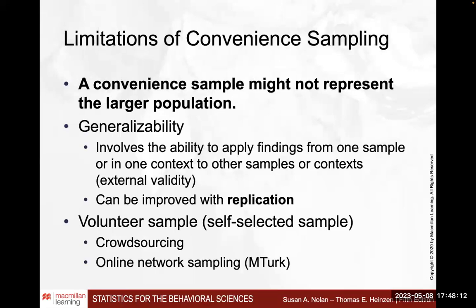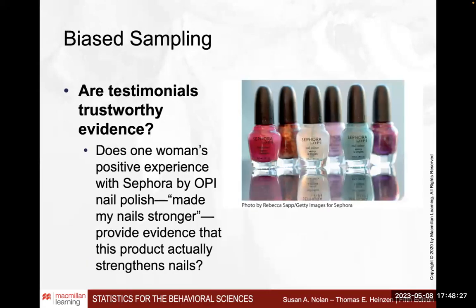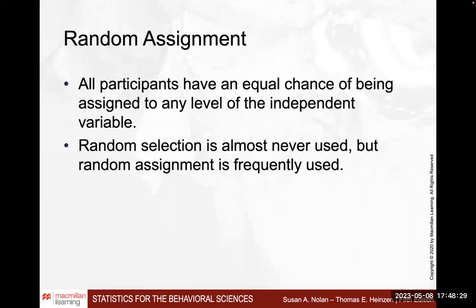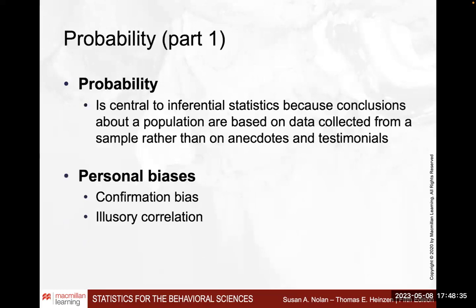When it comes to convenience samples, the number one downside is generalizability, or external validity. You will have problems comparing this to the overall population. It can be improved by replication, but it still is a downside. Don't believe testimonials. Random assignment takes care of confounding. That has nothing to do with sampling. Probability has nothing to do with sampling.